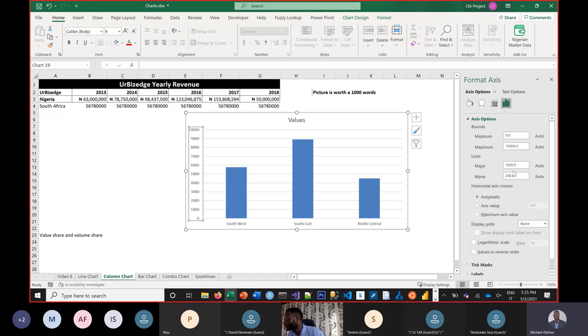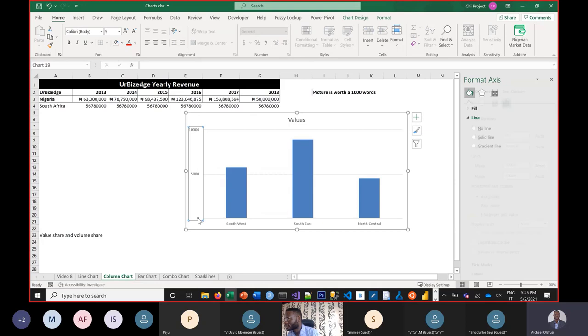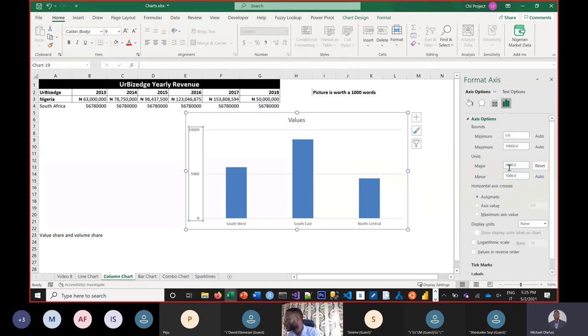The times I might need to touch it are if somebody doesn't want this in gaps of 1,000 each. Maybe they want gaps of 2,000. That gaps part is called unit, the major and minor. So I can say, instead of 1,000, this person wants it in gaps of 5,000. Are you noticing that my scale has adjusted? So this part I change based on what somebody says or who I am working for.